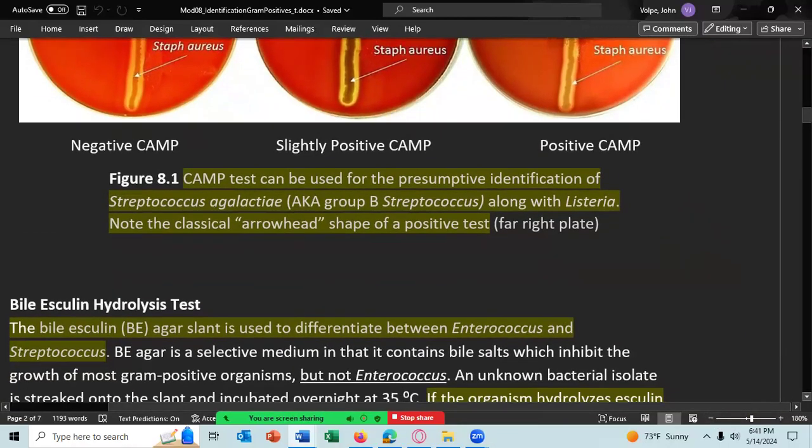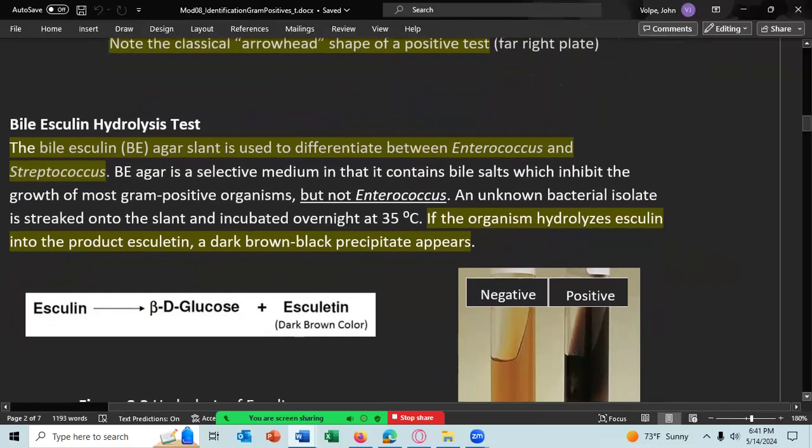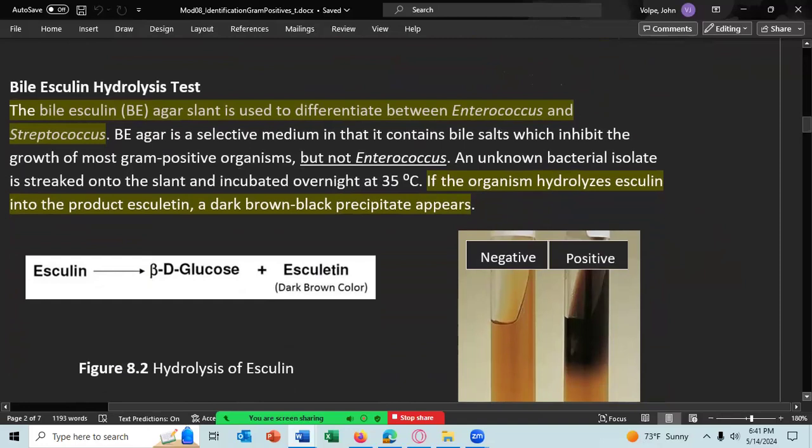Let's move on to the bile esculin hydrolysis test. Bile esculin is in an agar slant, and when it becomes positive, the bile esculin will turn black or very dark brown. Bile esculin is used to differentiate Enterococcus from Streptococcus species.